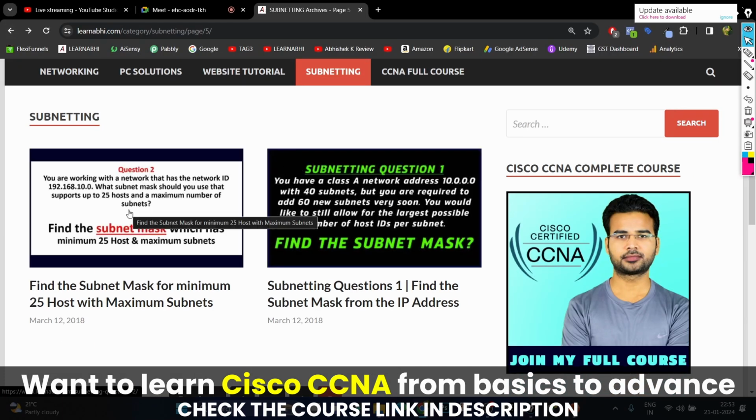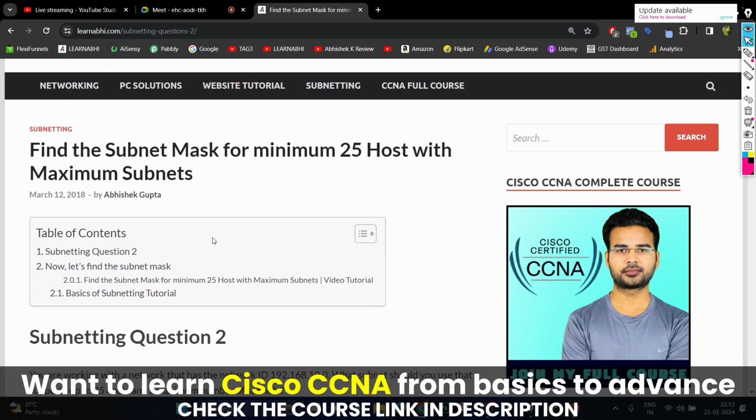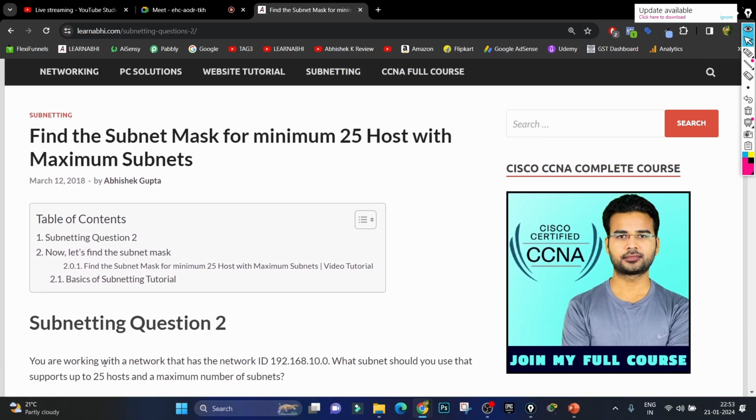Let's go back here. This is question number 2. Here the question is: you are working with a network that has a network ID of 192.168.10.0. Network ID means the first IP address of the network. So what is the question? What subnet should you use that supports up to 25 hosts and a maximum number of subnets? Getting my point? So tell me, in this question, what can you find? What is in your hand?